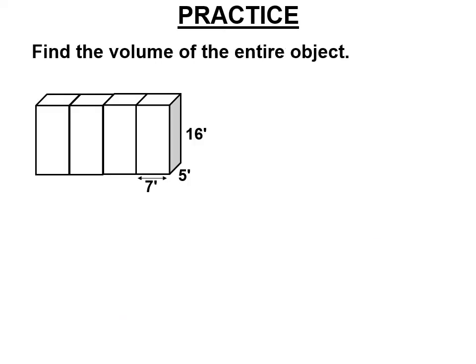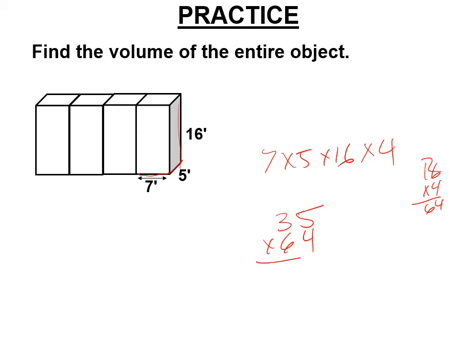Right, so one of these is 7 by 5 by 16 feet. So it's 7 times 5 times 16, 35 times how many? Times 4. And you can multiply those in any order you want. 7 times 5 is 35. 16 times 4 we've done recently, 64. So we just have to do 35 times 64.